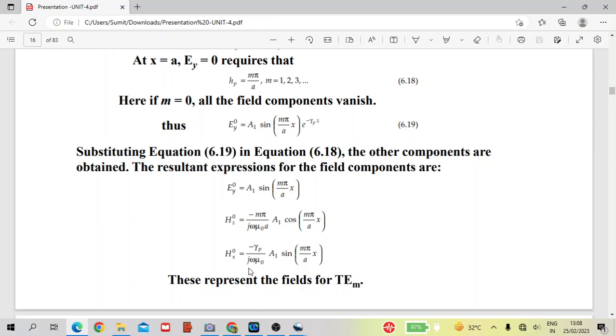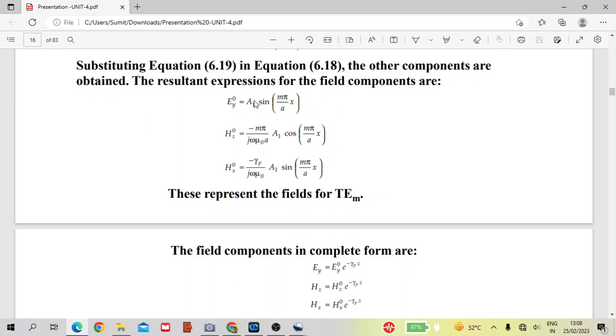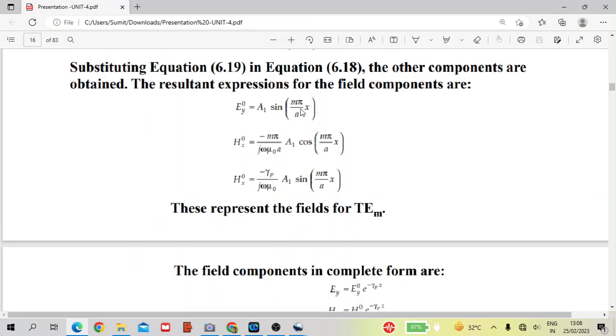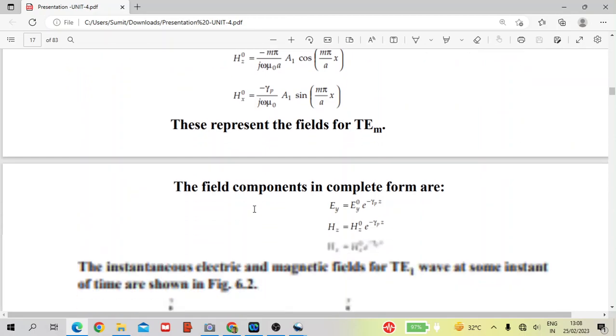This calculation we can do manually and we will obtain these components. You see every component is dependent on the term m. So this represents the mode of propagation of the TE wave. One particular value of m gives a TE mode. The complete form of the field components can be written in this way, where these components have both amplitude and phase terms.